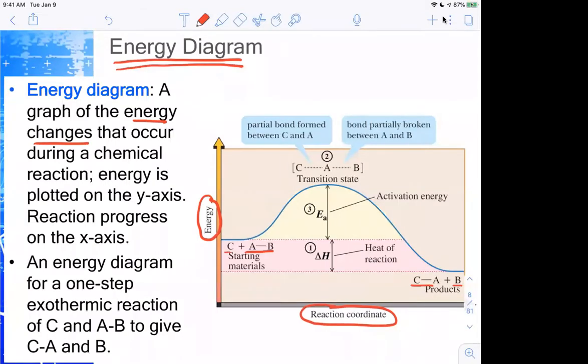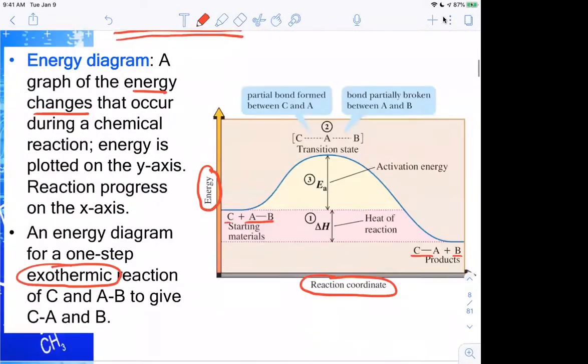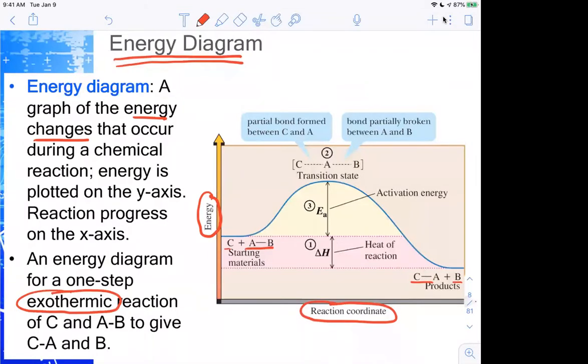My products are lower in energy than my reactants, so this is exothermic. And we're going to learn about all of these different pieces of this energy diagram. This is where the energy of my reactants, my starting materials, is.